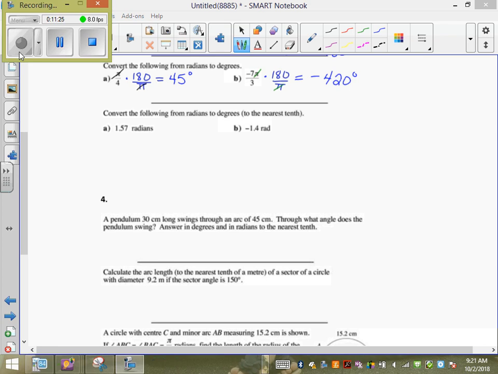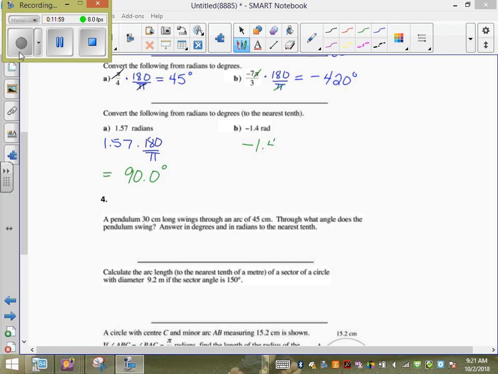Okay, so this one is going to be 1.57 times 180 over pi. So you literally have to do 1.57 times 180 over pi and then give me the decimal. Remember, if it wants it to the nearest tenth or hundredths or decimal, you have to input the pi into your calculator. So you get 90.0 actually, because it's 89.95, so it would round up to 90.0.